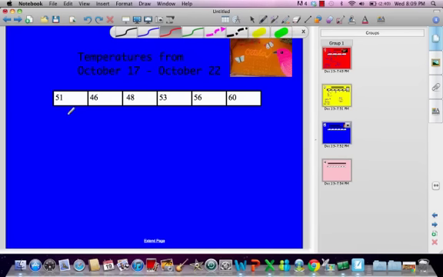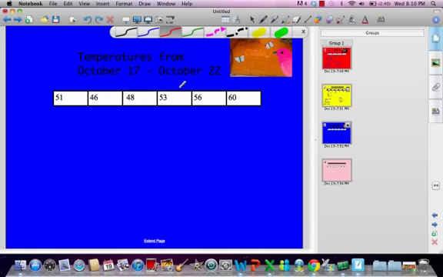Alright, these are temperatures from October 17th through 22nd. Don't be confused by this. It looks like there would be 5 numbers, but if you really count the days out, 17th, that's 1, 18th, 2, 19th, 3 days, the 20th, 4 days, 21st, 5 days, 22nd, 6 days. There's 6 days there. So that's why we have 6 pieces of data.